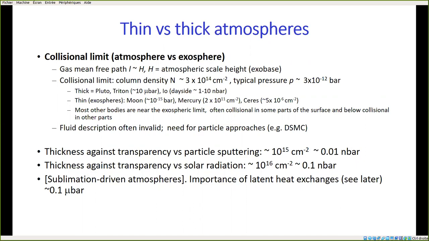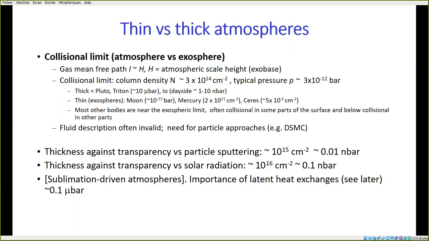Below the collisional limit, which means actually that the exobase is at the surface, the atmospheres are better called exospheres. And clearly, this is the case of the Moon, Mercury, and Ceres. Interestingly, most of the 12 bodies are in fact near the exospheric limit, being probably collisional in some parts of the body and restricted to exospheres in other parts.